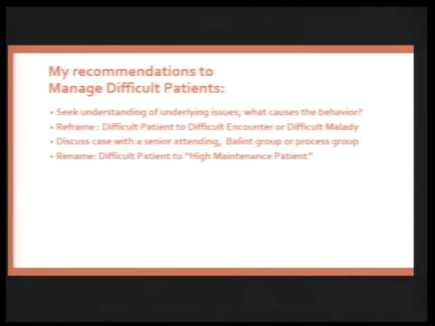Rename the difficult patient. Call that patient high maintenance. I don't have difficult patients anymore. I have no difficult patients in my practice. I have a lot of high maintenance patients, but I don't have difficult patients anymore.